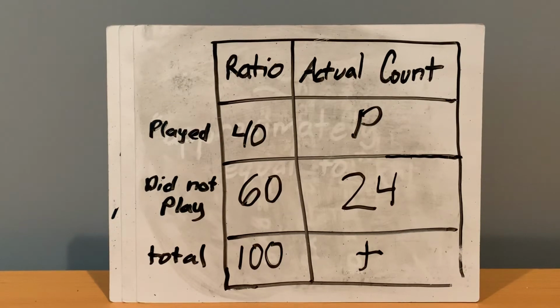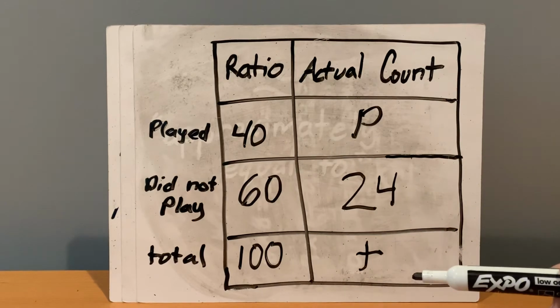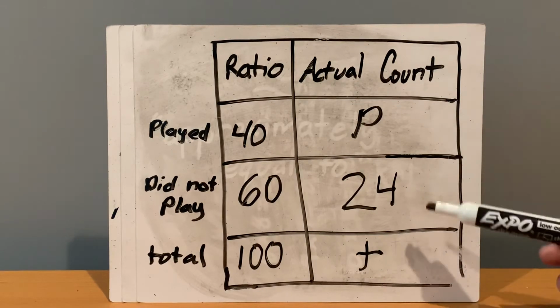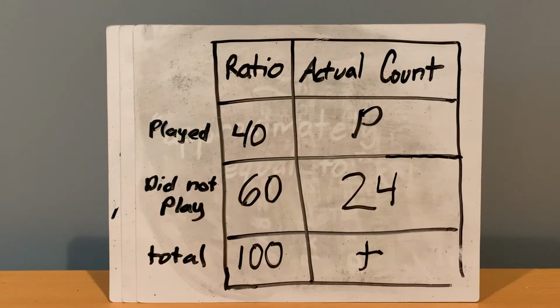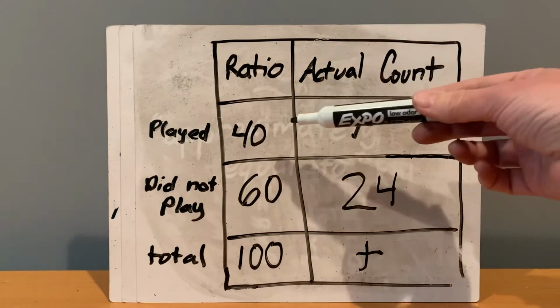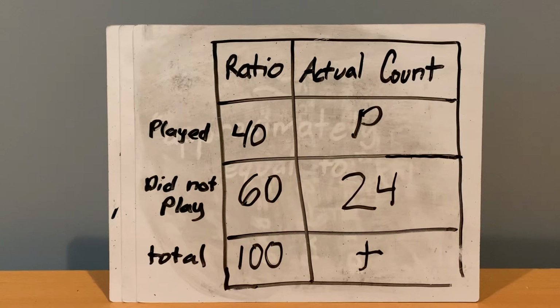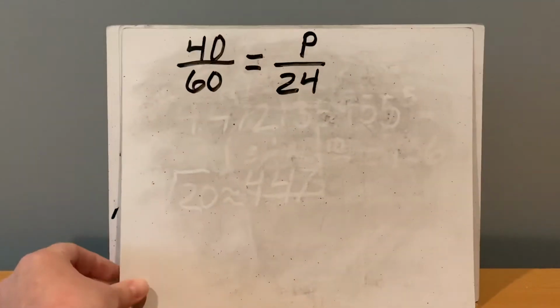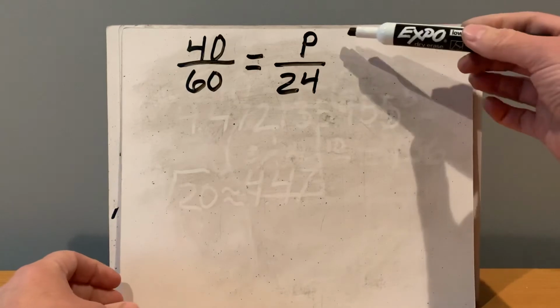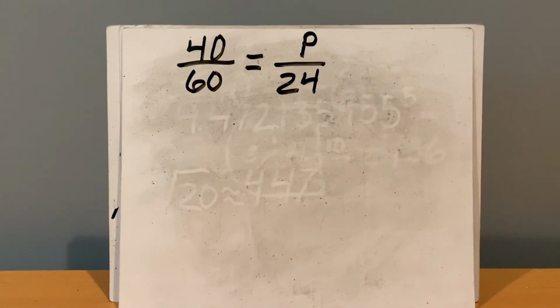Now, if we go back to the question, now that we've got our ratio box filled out, it asked us how many did play. So now we set up our ratio of those who played over those who did not play. So we have 40 over 60. We know that we want to solve for how many played. We know 24 did not play. And again, now that we have this set up, we cross multiply to find our answer.